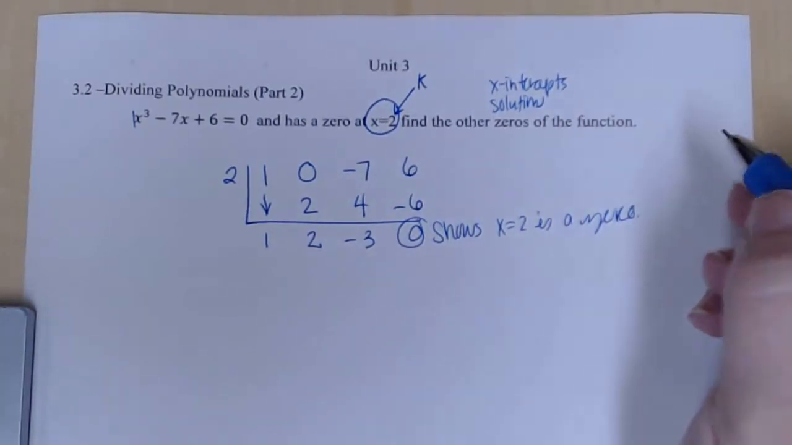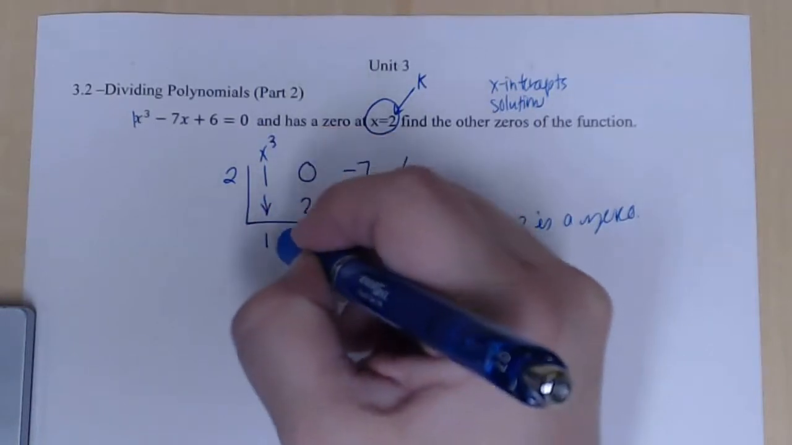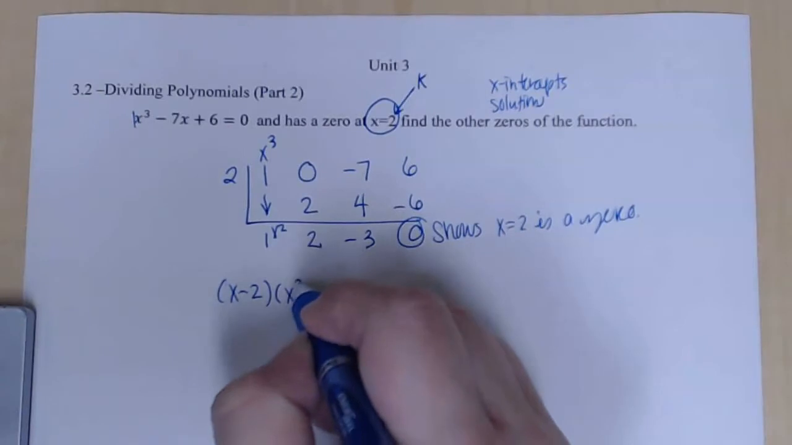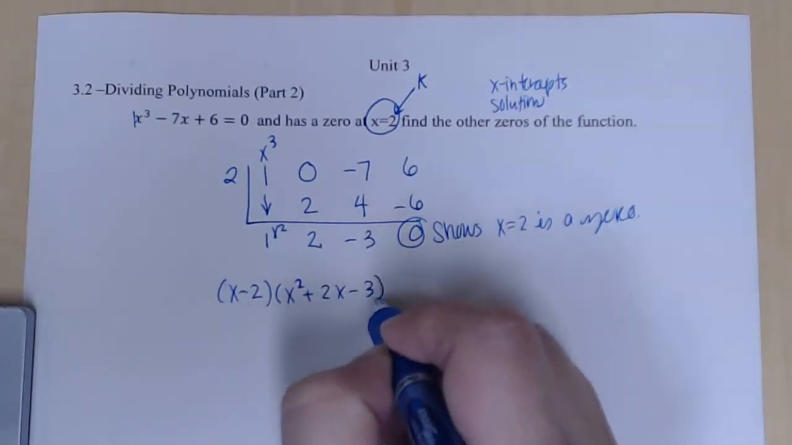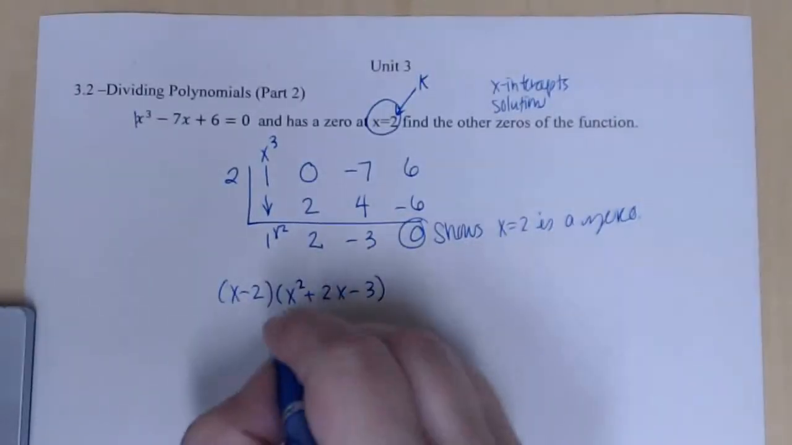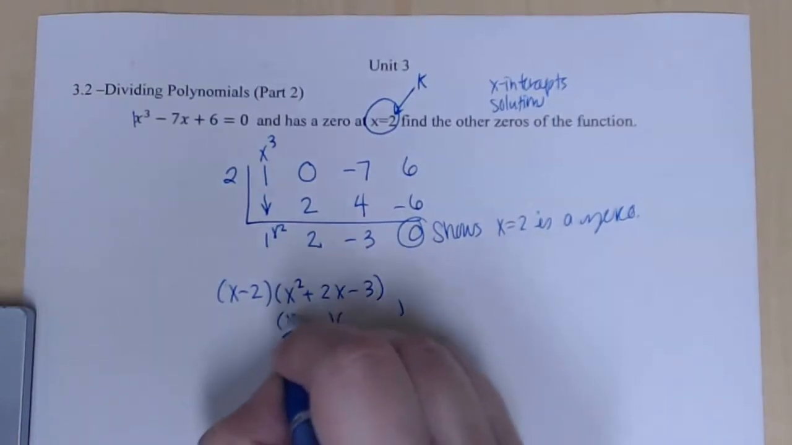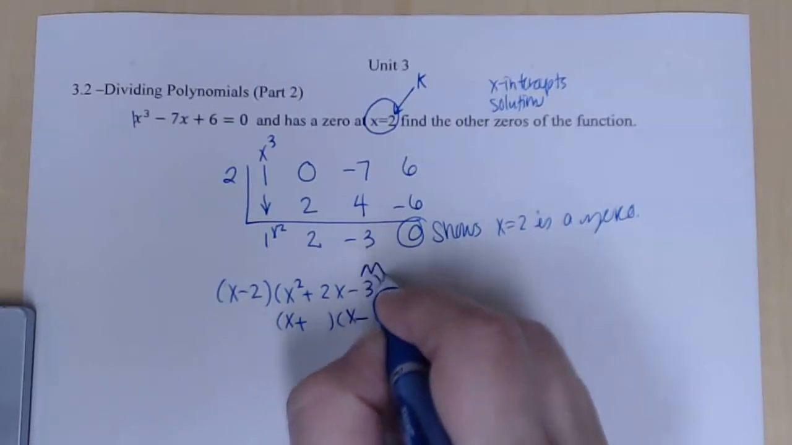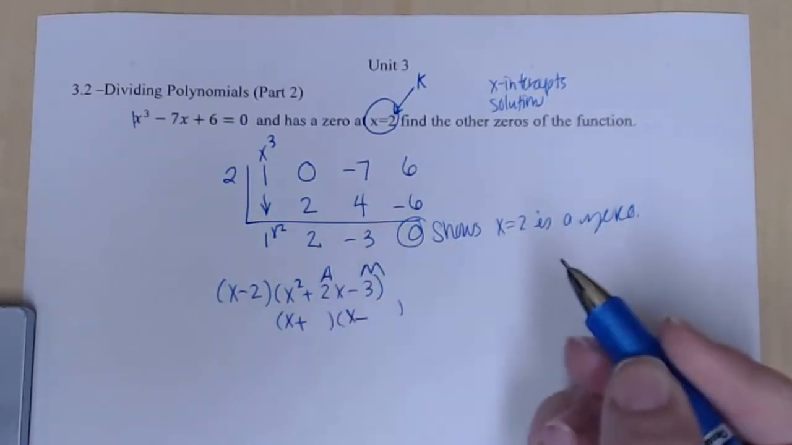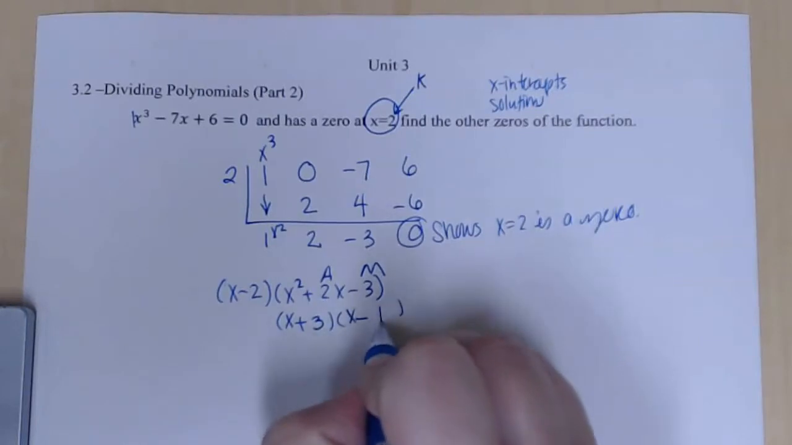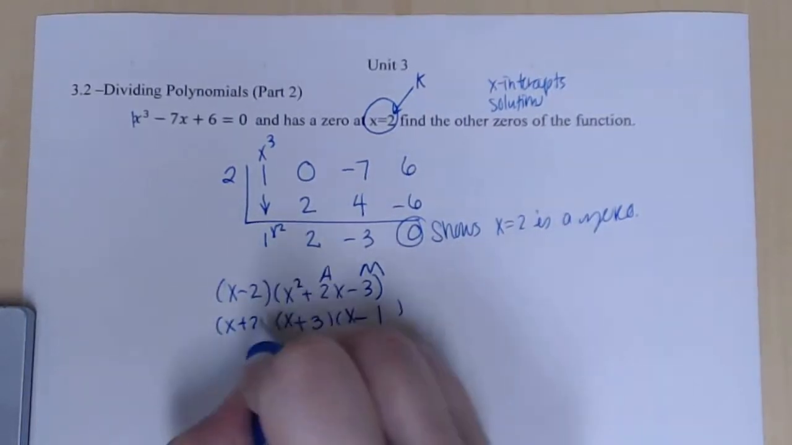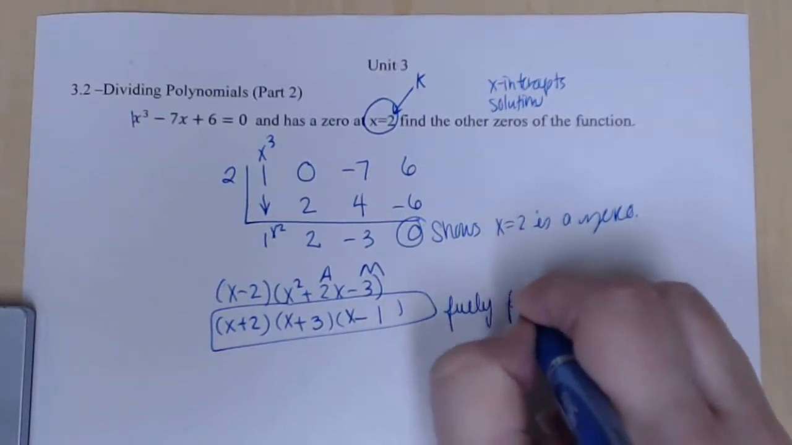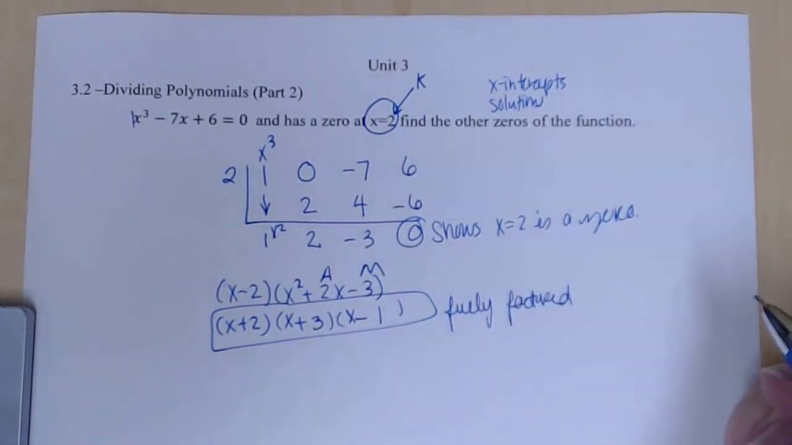Now to find the other zeros, let's see what I got here. This was an x cubed and now it's an x squared. So if I were to write this in linear factors, it would be x squared plus 2x minus 3. And I can handle that. We could factor that a little bit further. That would be x and x. The signs would be different. You think what will multiply to give you -3 and add to give you +2, and that would be 3 and 1. So notice here, this is a fully factored third degree polynomial.